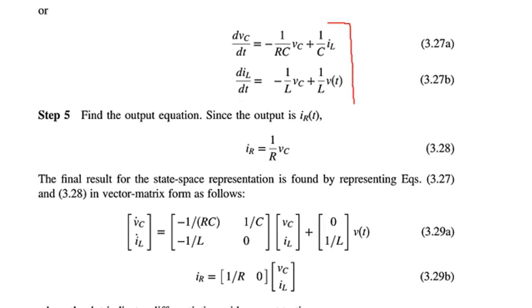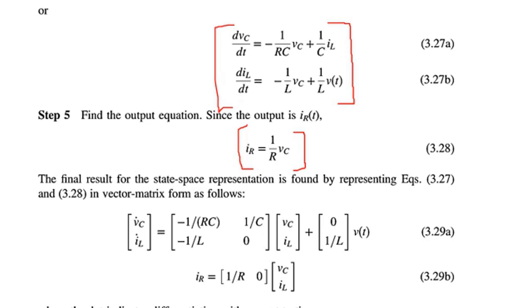Dear students, now with rearrangement, we will obtain our state equation model for the system. Now for output, we know that current through resistor is output of the system, and the current IR is equal to voltage across resistor, which is also equal to Vc divided by resistance of resistor.